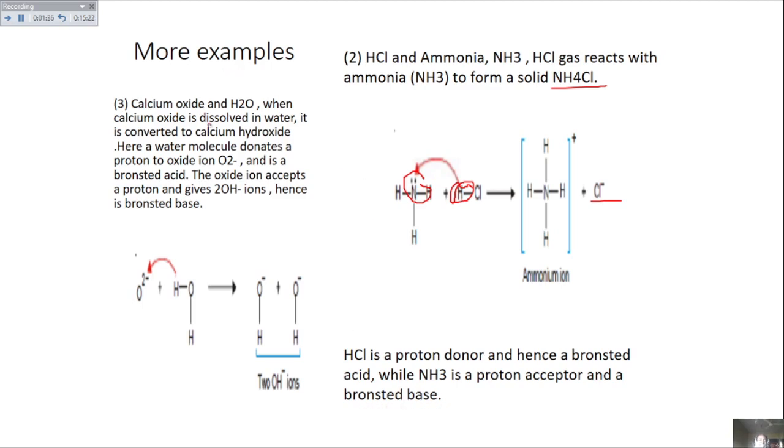Now this is another example when you have calcium oxide and H2O. When calcium oxide is dissolved in water, it is converted to calcium hydroxide. Good. Here, a water molecule donates a what? A proton to oxide ion, which is O2 minus, and is a what? Brønsted acid. And the oxide ion accepts a proton and gives 2OH minus ions. Hence, is a what? A Brønsted base.